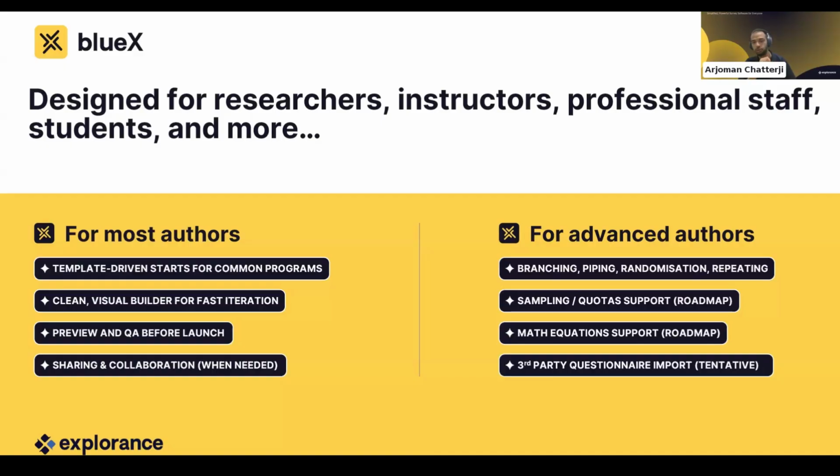So BlueX is built for 2 author populations at once. One is the majority of authors, people like your professional staff, your instructors, and your students running peer feedback, for example. You get template-driven starting points for common programs. You have clean visual builders that don't require any technical background. You can preview all of your questionnaires before they go out, with quality assurance for all of the different logic and branching methods that you might use in your survey design. And you can also collaborate with your colleagues or even your peers when needed. Most people can get a published survey within an hour of first touching the platform.